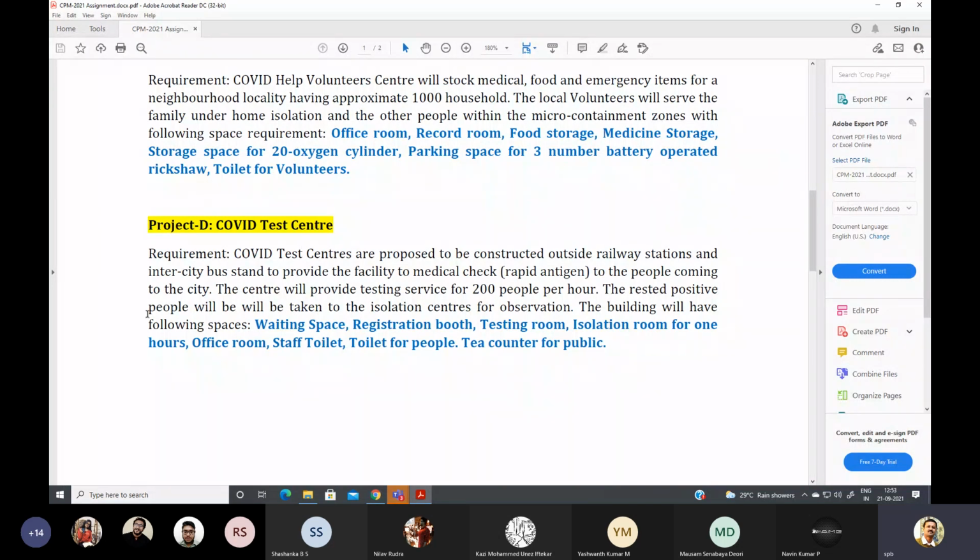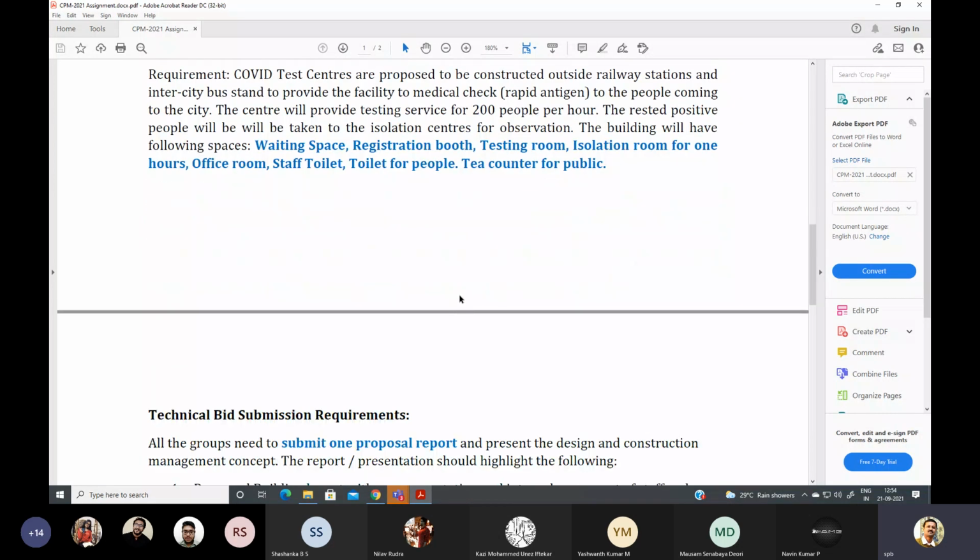So the test positive people will be taken to the isolation chamber for observation, and the building will have the following space: waiting space, registration booth, the testing room, isolation room for 1 hour. So they will wait for 1 hour there, then they'll be taken to the isolation houses or isolation hotels or whatever. So at least for 1 hour they can be isolated in that particular center, just in front of the railway or maybe the bus stand. Office room, staff toilet, toilet for people, tea counter for public. You know the 200 people per hour, so they have to wait. So there will be a small tea counter also, tea, biscuits and all.